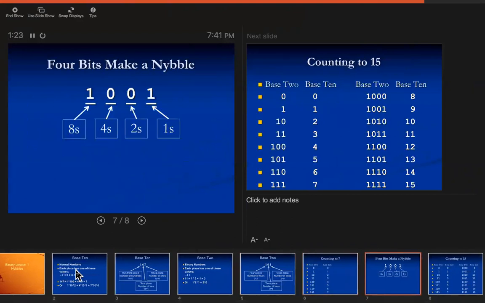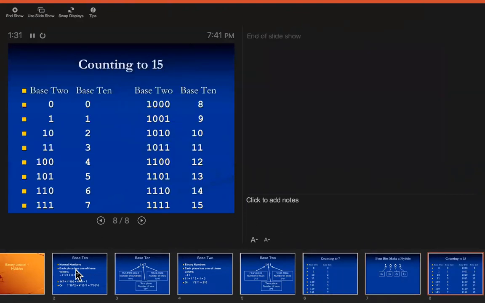So 4 bits make a nibble. You have the 1s, 2s, 4s, and 8s. That's half of a byte, and that's as far as we're going in this lesson. So you can count to 15 with nibbles. 1111 is 15. 1110 is the even number below it. That's 14. 1010 is 10. One I've memorized, quite handy.